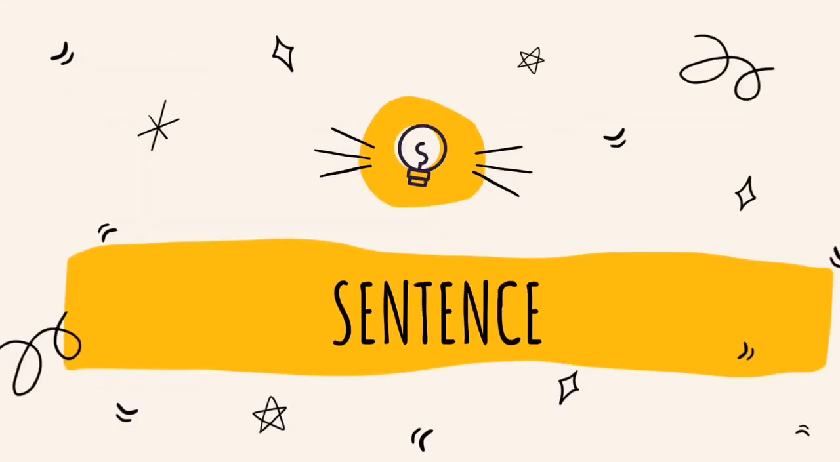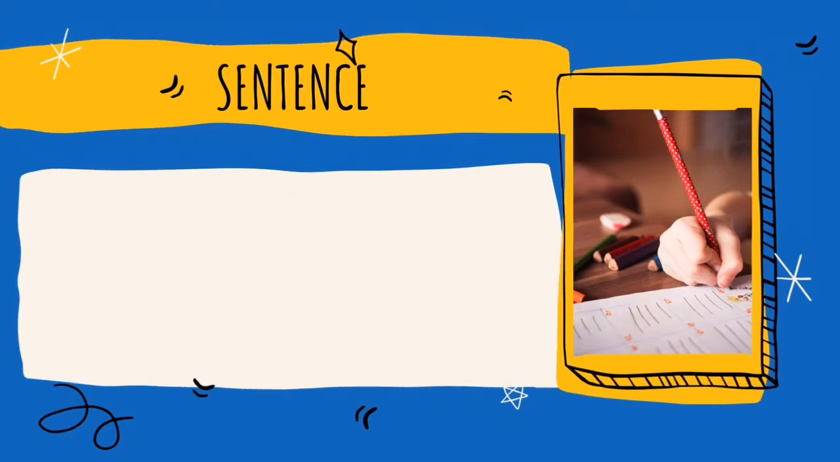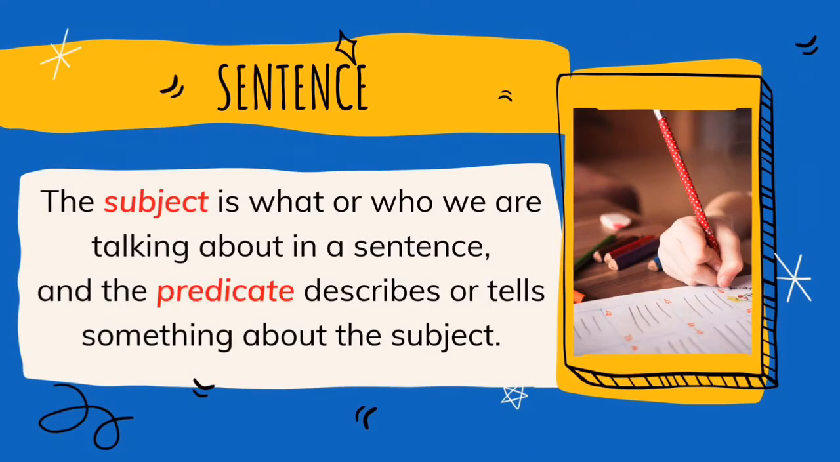First, let us know the meaning of a sentence. A sentence is a word or group of words that expresses a complete thought or idea. It has two parts, the subject and the predicate. The subject is what or who we are talking about in a sentence, while the predicate describes or tells something about the subject.